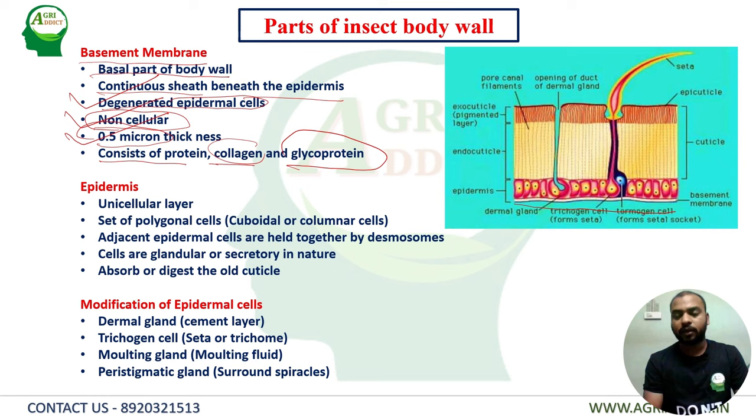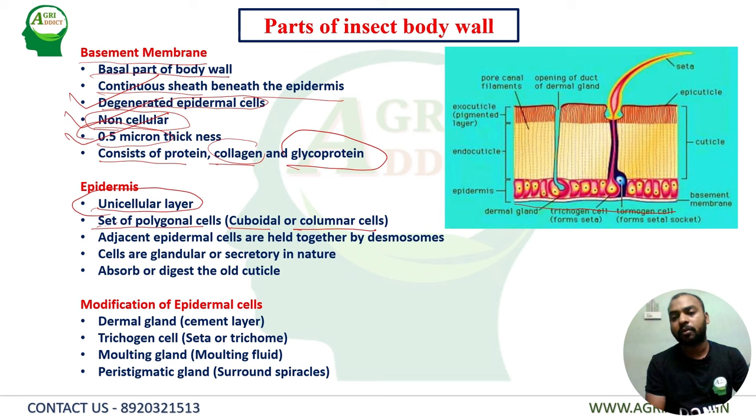I have told you the epidermis is the cellular part that is present beneath this cuticle layer. So this is a unicellular layer. And this is consisting of a set of polygonal cells that may be cuboidal, that may be columnar cells. So I will tell you what are the different cells when I discuss the molting process.